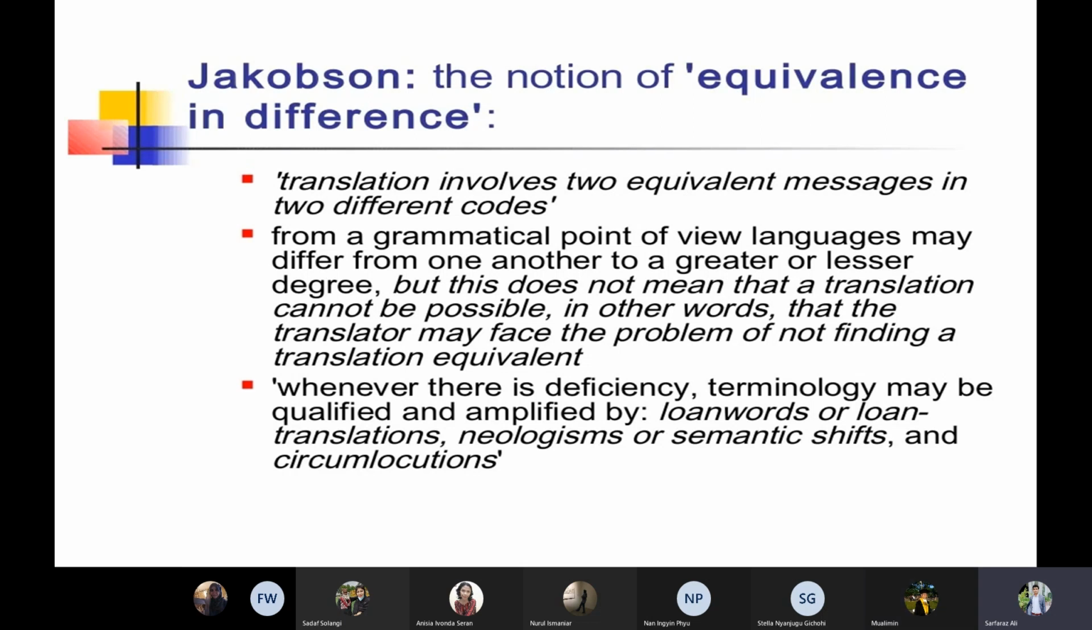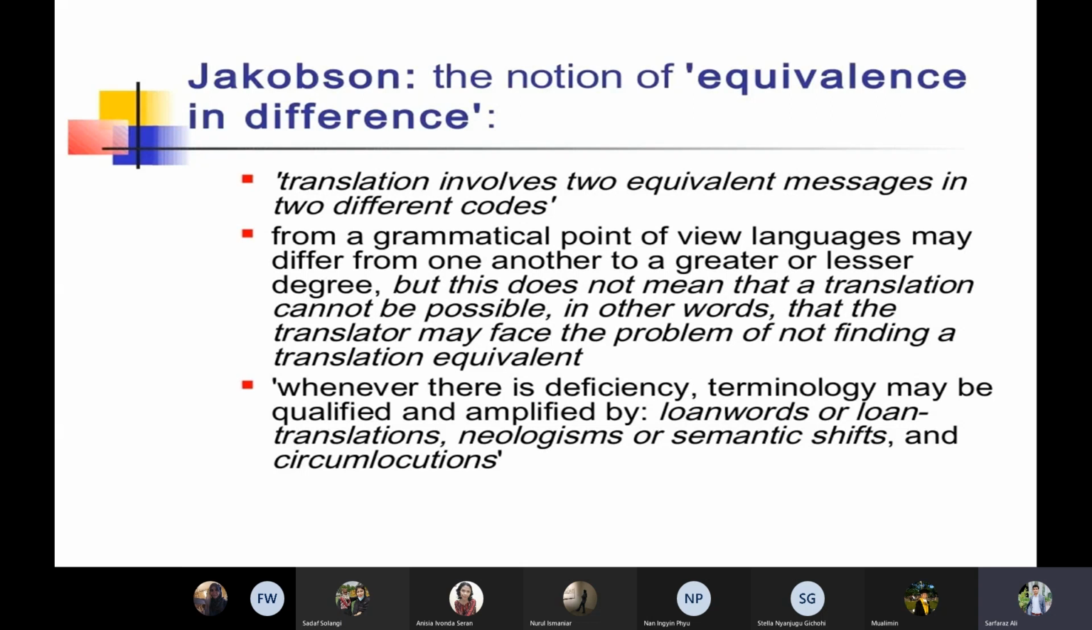Yes, it is one of the root causes. Sometimes translators and interpreters understand that they could not translate without those code units, but it is possible. And the third point: whenever there is a deficiency, terminology may be qualified and amplified by loanwords, loan translations, semantic shifts and circumlocutions.